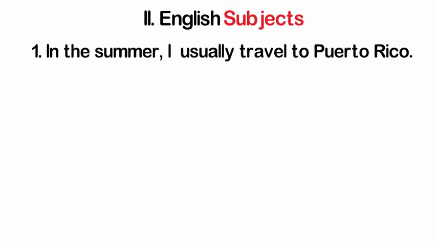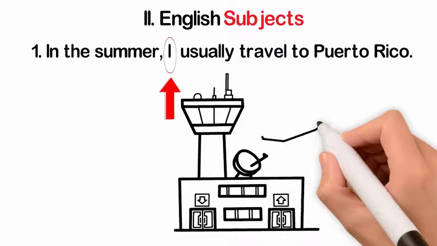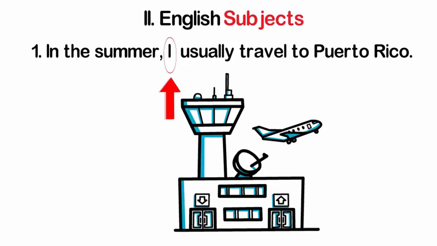1. In the summer, I usually travel to Puerto Rico. What is the subject in this example? If you chose the word I as the subject of the sentence, you are correct, as the subject I is the person doing the action of traveling.